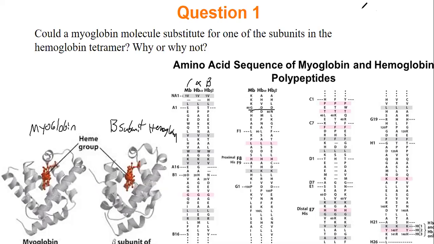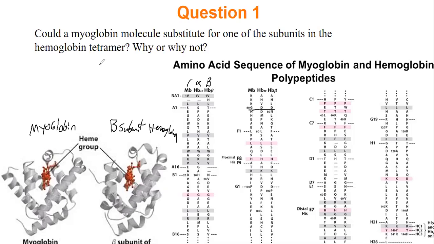Hey, there we go. I think it could substitute, but you'll lose the positive cooperation because it's not used to linking with other stuff, more or less. So it could fit in there because they look exactly the same. The problem is myoglobin does not have the necessary amino acids it needs to properly interact with the other subunits of hemoglobin.